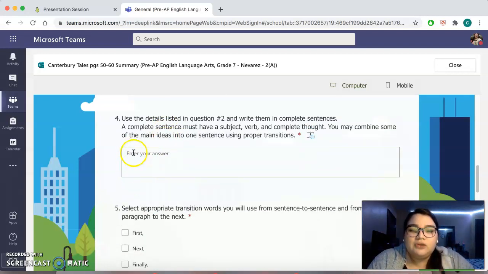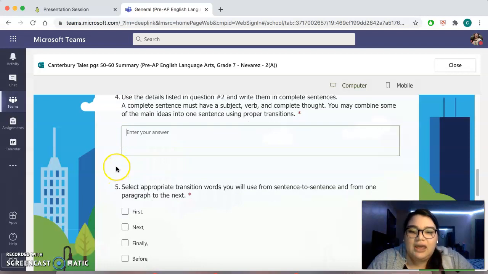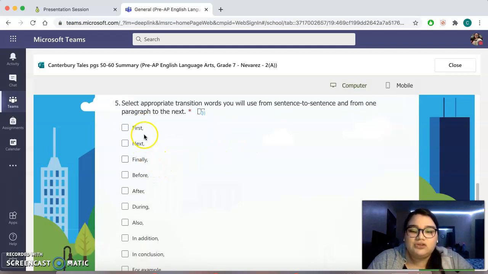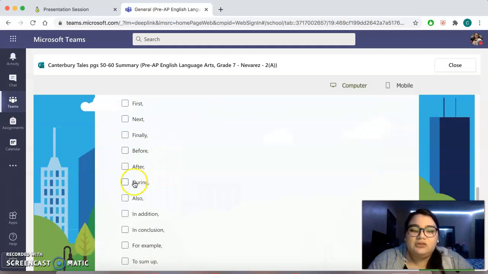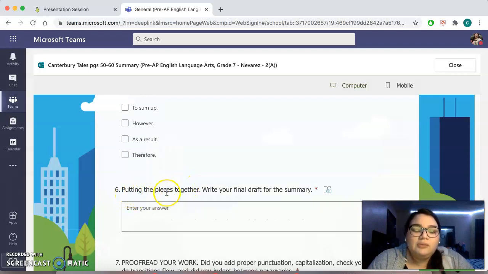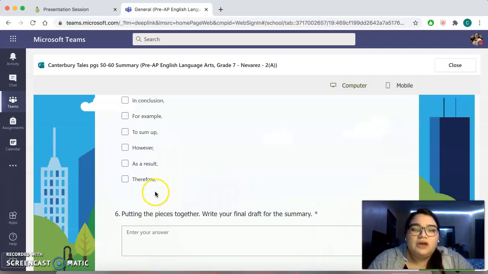So then you rewrite all your sentences, and you can pick any appropriate transition word. Right here, I give you a list of words you can choose, and then you just select the one that is going to help your paragraph flow more. Well, now we're going to put the pieces together in number 6, right? You're going to write your draft for your summary. So how does that work?